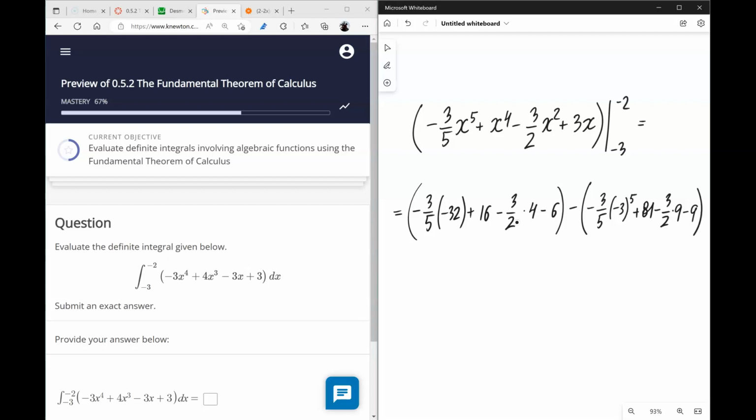And let's try our best to simplify this. We have 96 over 5 plus 16 minus 6 minus 6, so it's plus 4. That's what's left of the first parenthesis. In the second parenthesis, we have this crazy 3 to the power 6 over 5 plus 81 minus 9. That's the same as 72, and we have minus 27 over 2.